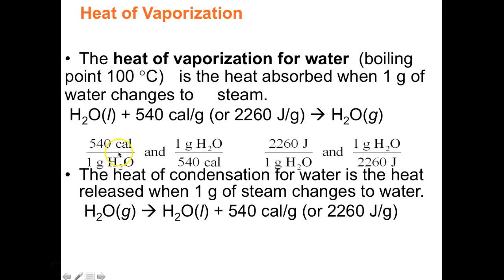So that is 540 calories per gram of water, or 2260 joules per gram of water. So water will absorb this amount of heat to become gas, and then water will release this amount of heat when it's going from gas to liquid. All right, we'll stop here and continue this in the next video.